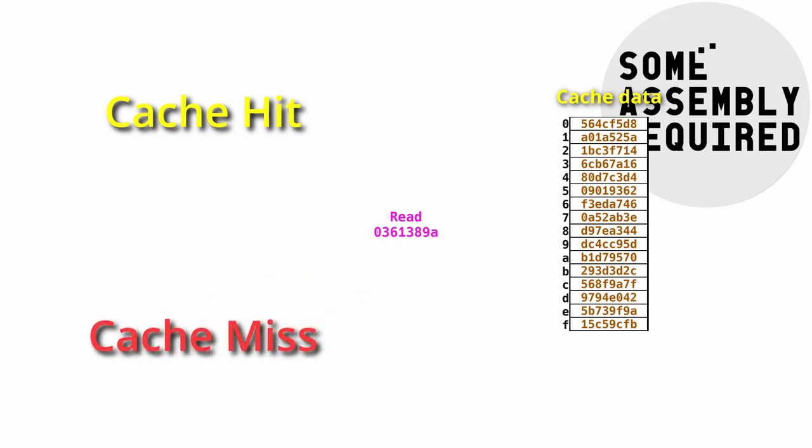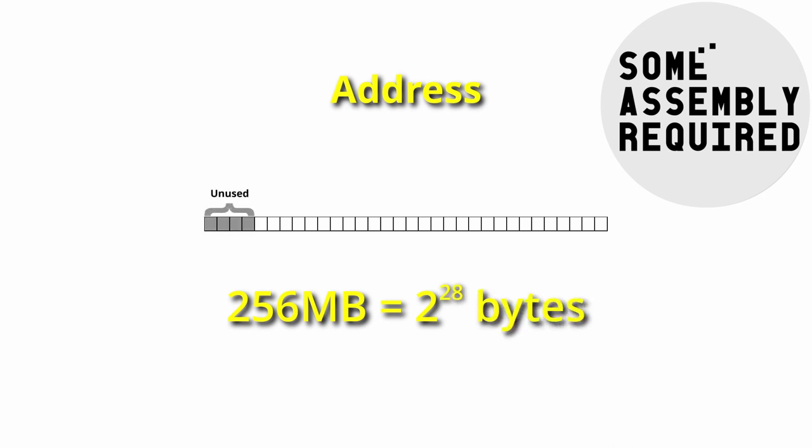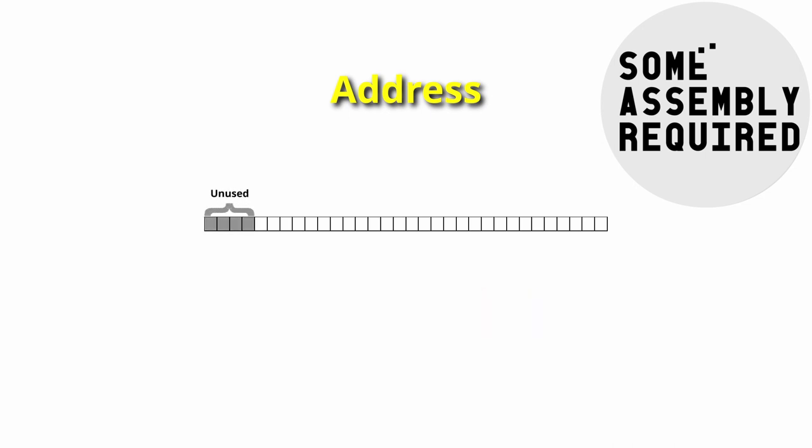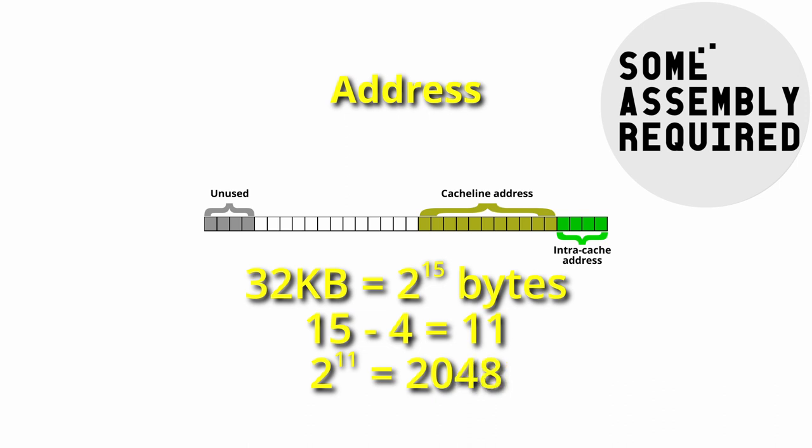So now we can split the address bits into three categories. The whole memory is 256 megabytes, meaning we need 28 bits to specify an address. Of those 28 bits, the 4 least significant bits specify the intra cache line byte. The next set of bits are the cache line address. They name which cache line is to be used. If our cache is 32 kilobytes, the cache line address is 11 bits, giving us 2048 cache lines.